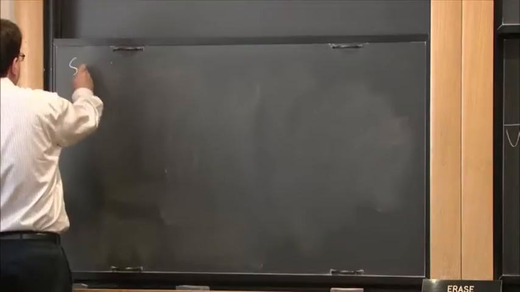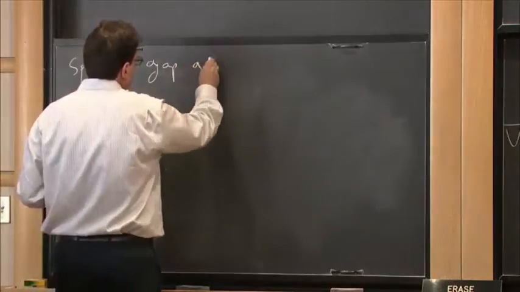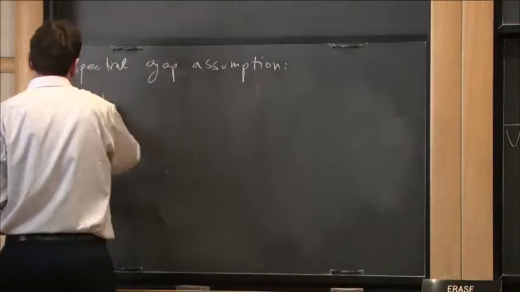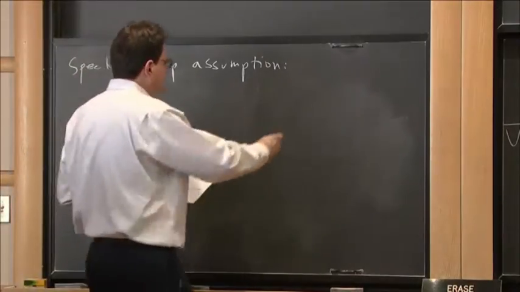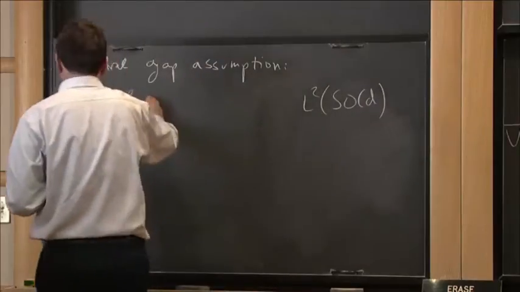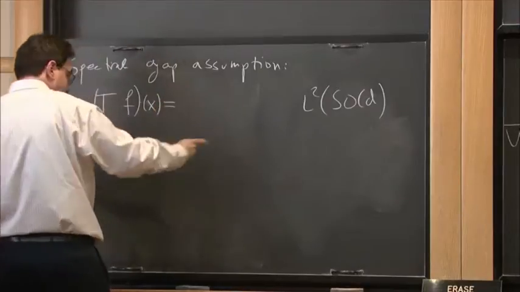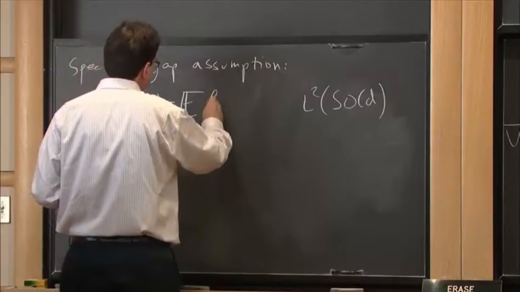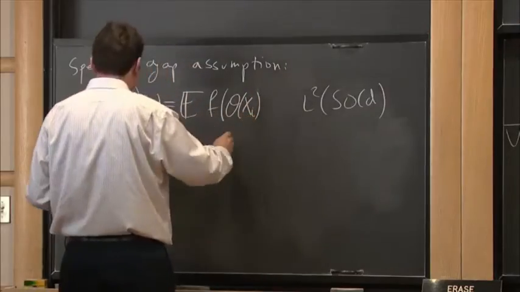So the spectral gap assumption, let me spell it out in detail. One way to say it: I define an operator on functions. This is an operator on L2 of SO(d), which takes a function, and let's say I want to evaluate it at the point x in the group. It's the expected value of f, where I apply the rotation part of my random variable.